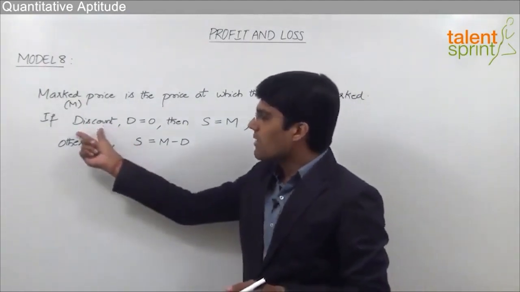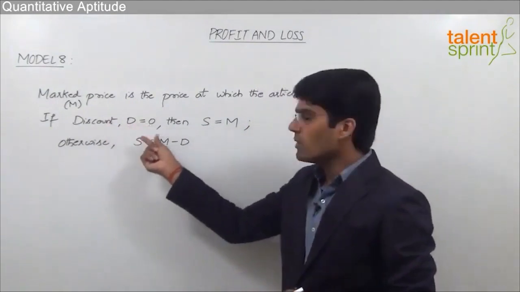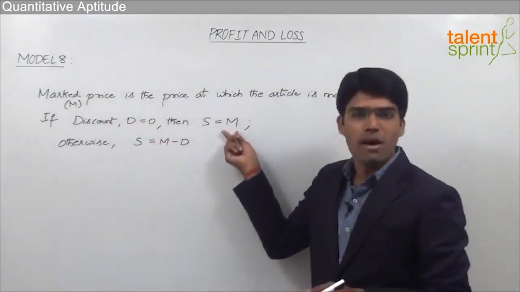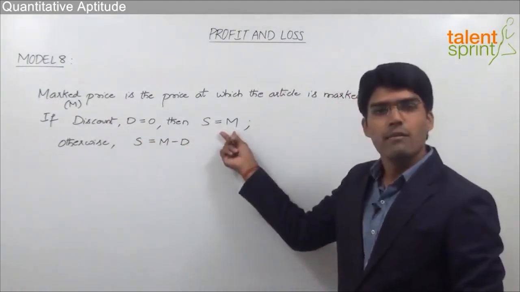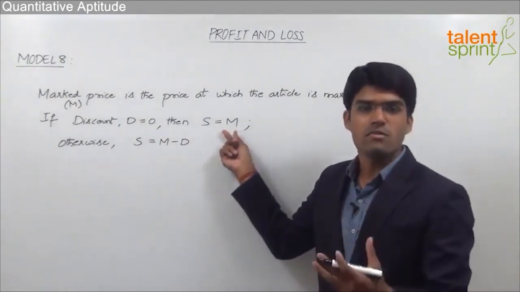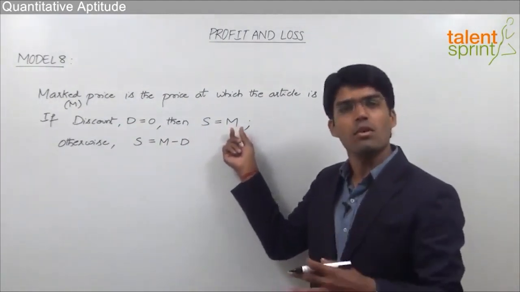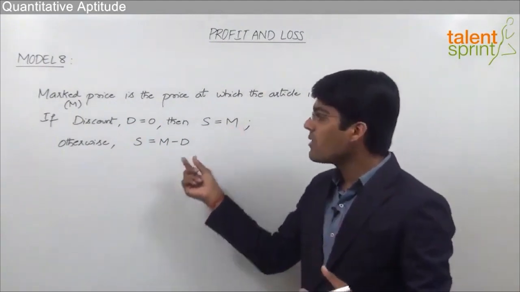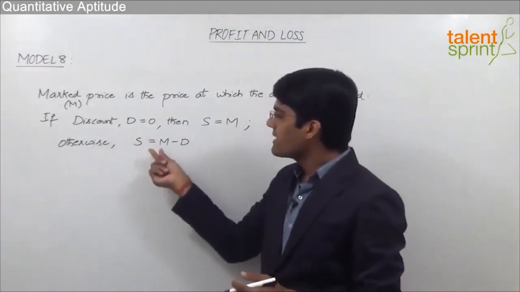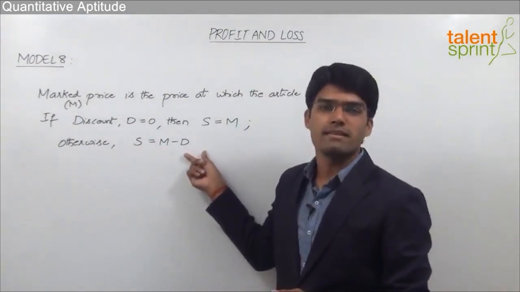If there is no discount, that means if the discount D is equal to 0, then the selling price will be equal to marked price. But otherwise, whenever the discount is given, discount is generally given to attract the customer or to improve the sales. So whenever a discount is given, then the selling price should be taken as marked price minus discount value.